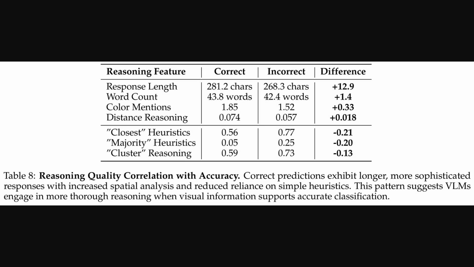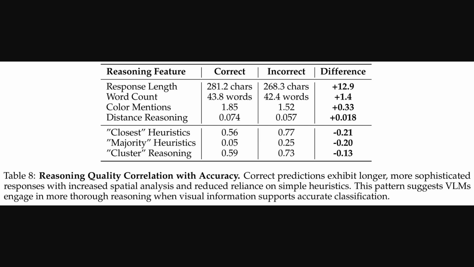So digging deeper into why MARVIS performs so well, this table analyzes the quality of the model's reasoning. It compares features of the text output when the model is correct versus when it is incorrect. You can see that correct predictions have longer responses, more mentions of color, and more explicit distance reasoning. This suggests a deeper spatial analysis.